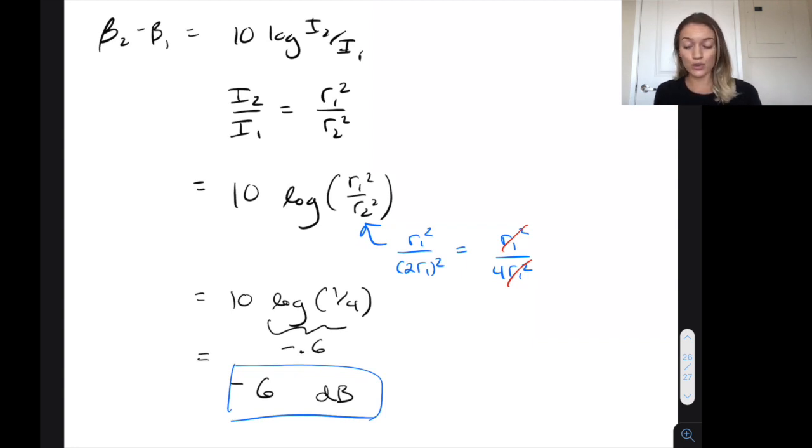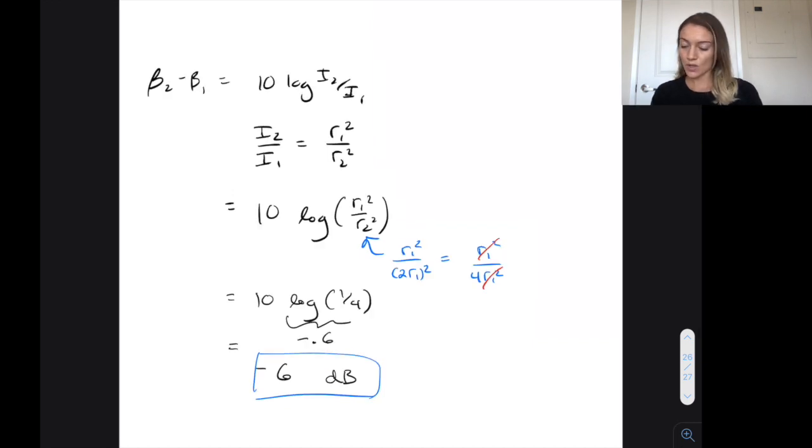And again, this is true no matter what distances you started at. If I started at 1 meter and moved to 2, it would be a 6 decibel difference. If I started at 16 meters and moved to 32 meters, it would still be a 6 decibel difference. Okay, so that's it for decibels.